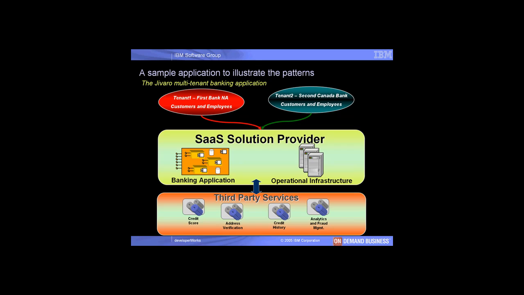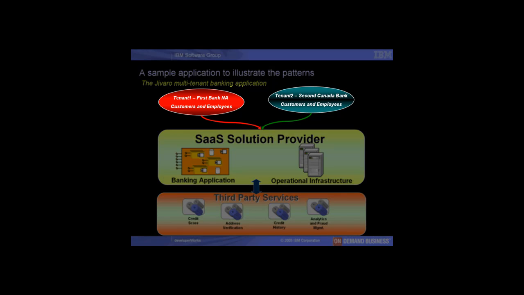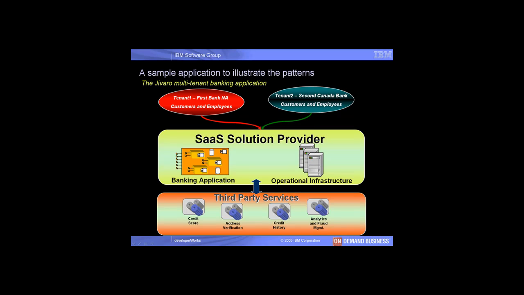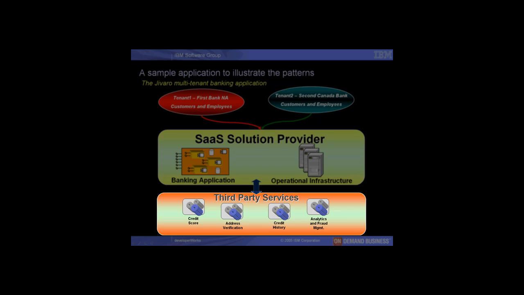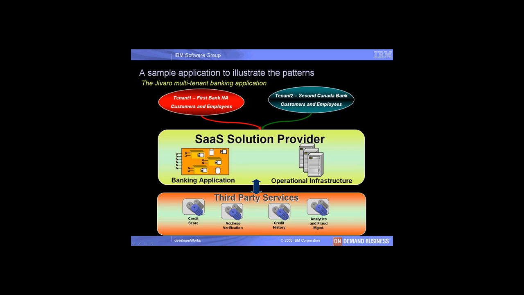This application is accessed by users from different tenant banks, such as First Bank and Second Bank. Users from each bank may belong to different roles, such as customers and employees. This application also uses third-party services for credit score and address verification.